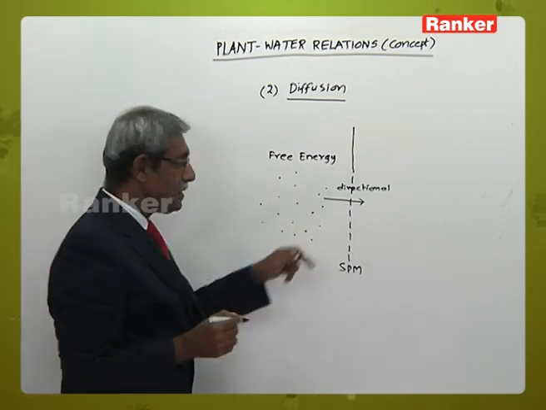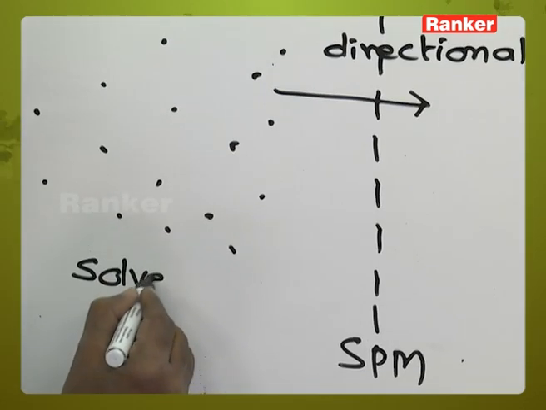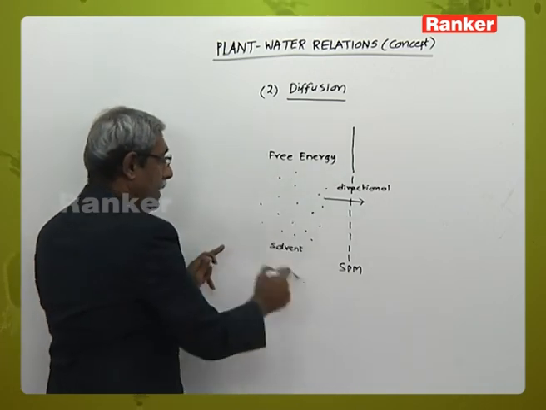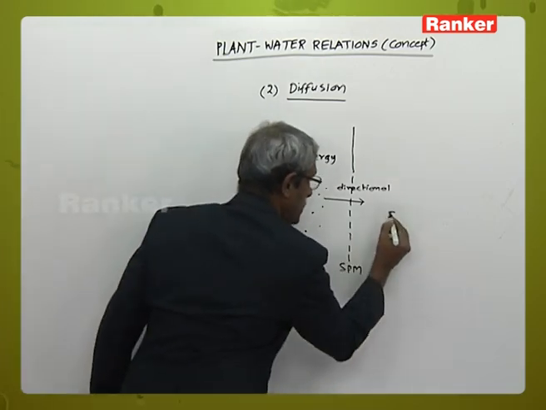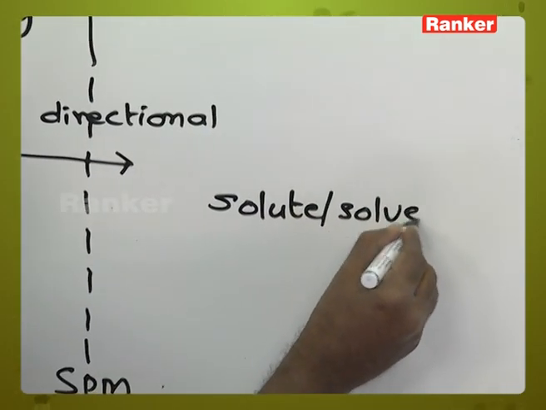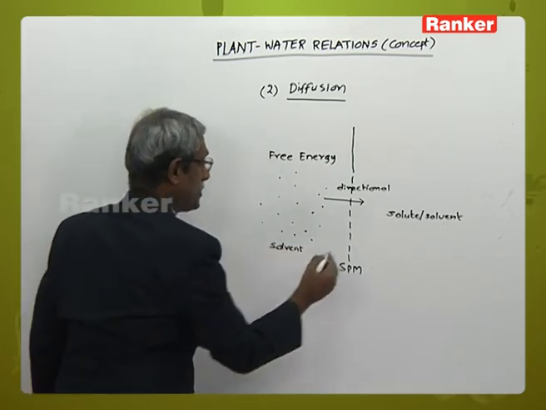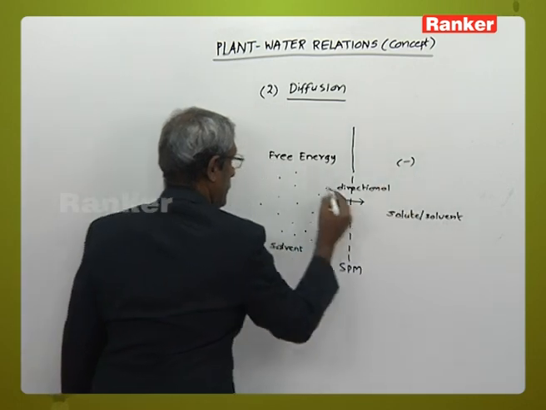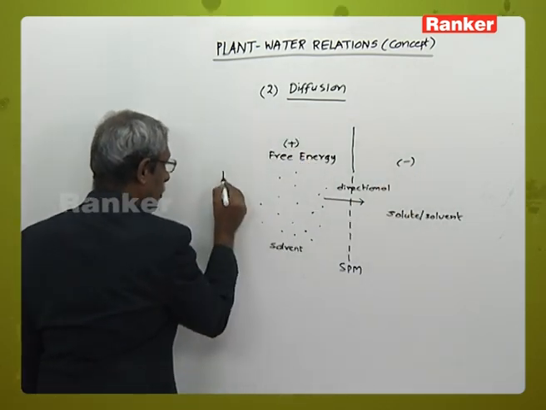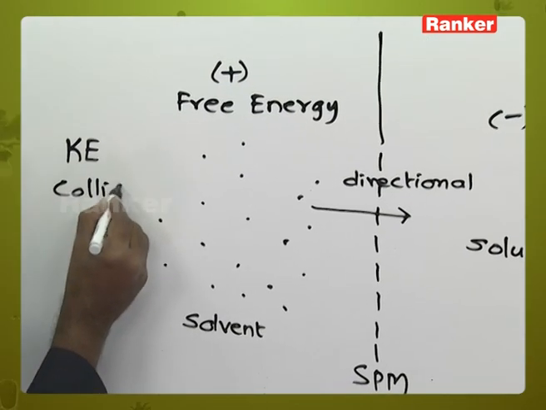So here what happens is, primarily the solvent, that is the water, moves from an area of free energy into a solute with a solvent. Thereby the free energy is reduced, whereas here the free energy is very, very high. It is capable of more of kinetic energy. There is more of collisions.